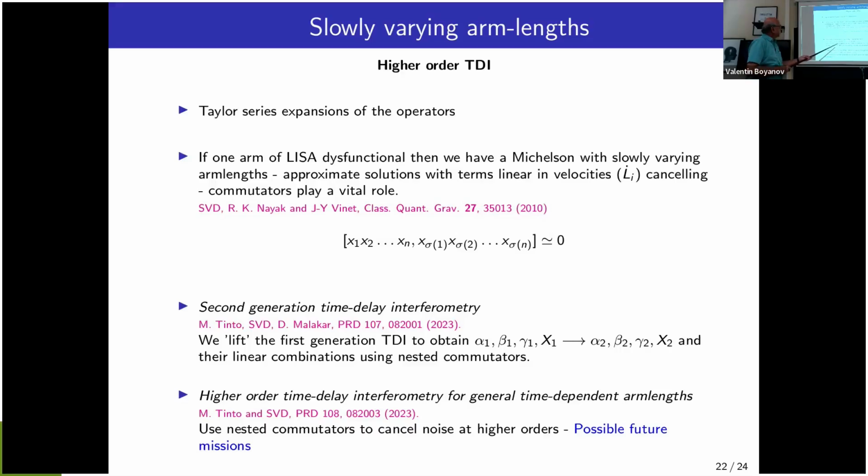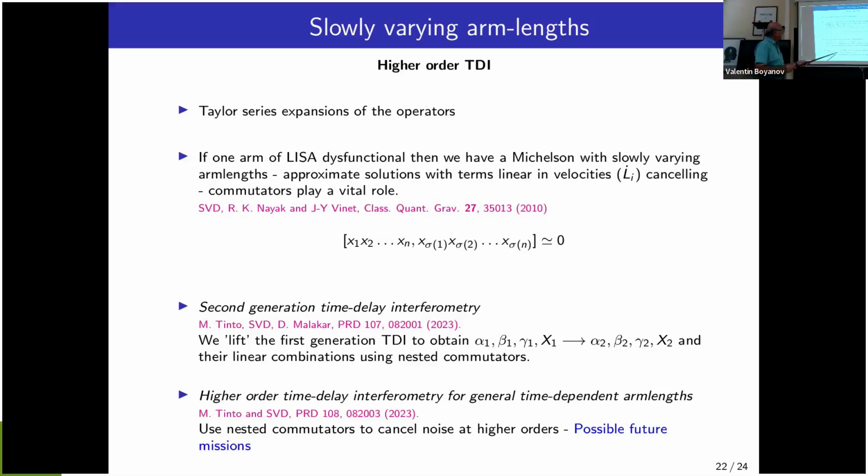Then second generation time delay interferometry. The first generation means the static one. The second generation is the time dependent arm length. You can lift this combination without simple perturbation to other things using nested commutators. So you use commutators and all that sort of thing to cancel the noise. That was 2020. Tinto is one of the collaborators, and we wrote a review article in Living Reviews, Tinto and myself. So 2021 is a Living Review article on it.